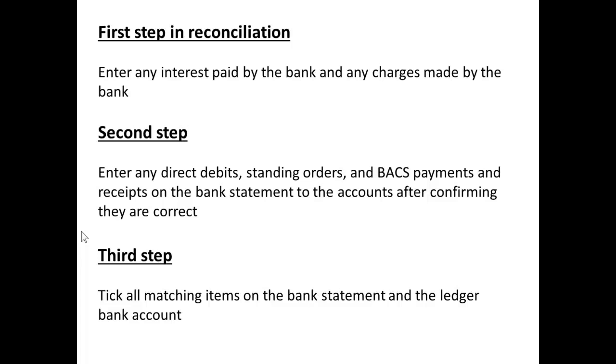The easiest way to go about a reconciliation is to remember to do it in a series of steps. First of all, enter any interest paid by the bank and any charges made by the bank. Secondly, enter any direct debits, standing orders, BACS payments and receipts on the bank statement to the accounts in the cash book, after confirming, of course, that they are correct. And the third one is to tick all matching items on the bank statement and the ledger bank account or cash account, and then you should be ready to write a reconciliation statement.